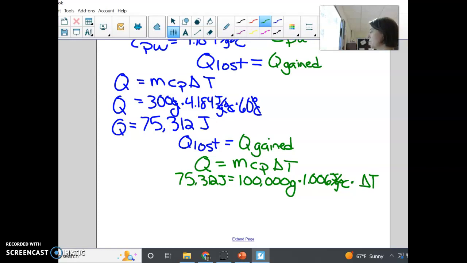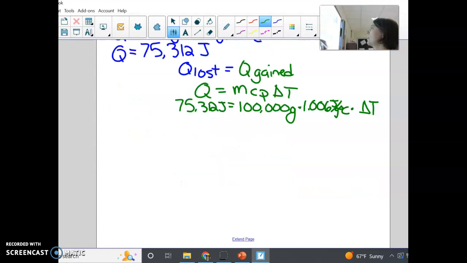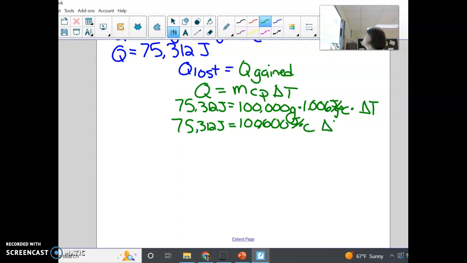All right, so let's bring our numbers down and simplify that, and what you can probably do in your head without a calculator. So 75,312 joules equals, well, 1.006 times 100,000, that's 5 decimal places. So 1, 2, 3, 4, 5. Okay, let's double check. 1, 2, 3, 4, 5. So that'd be 100,600. And then the grams and grams cancel, we would still have joules per degree Celsius times delta T.